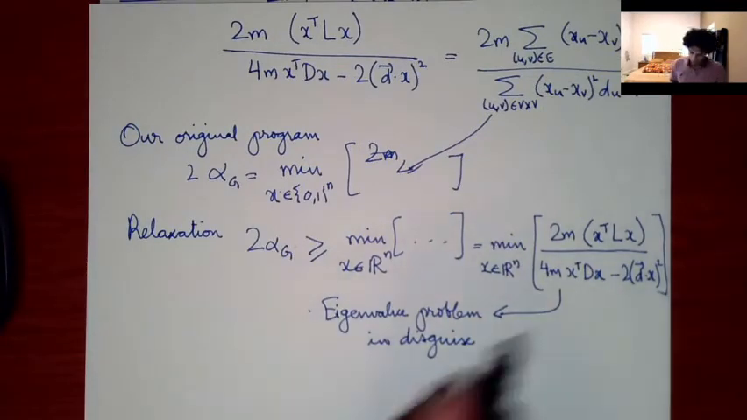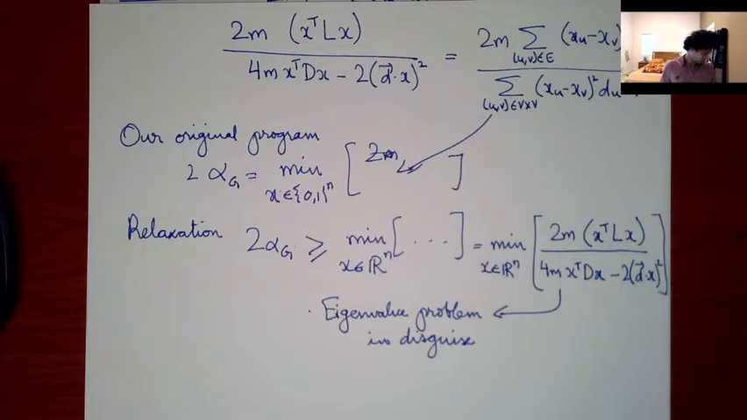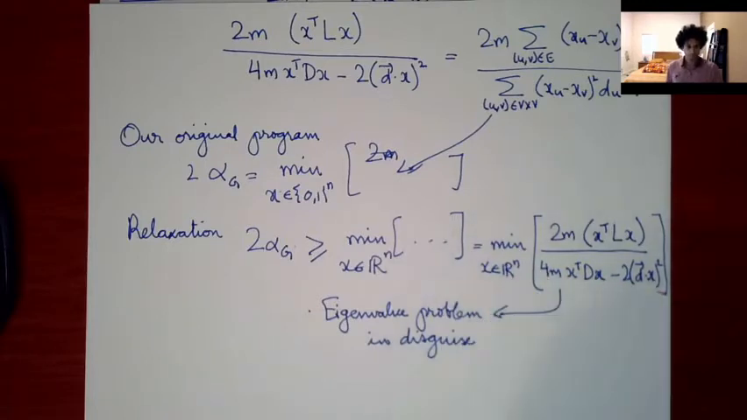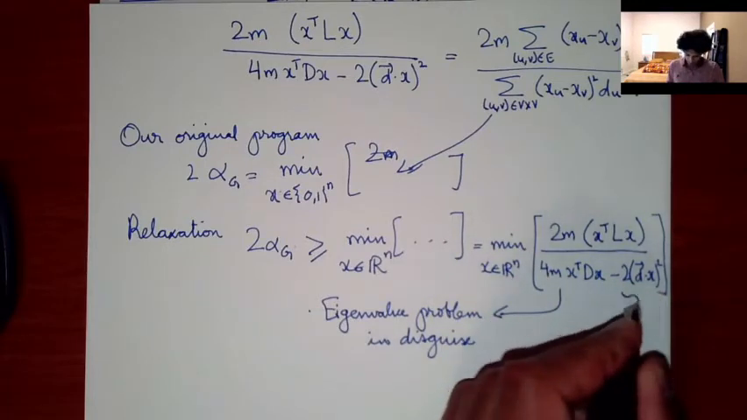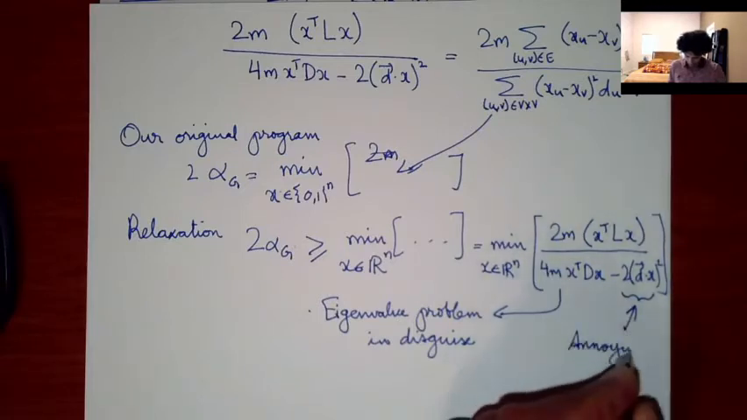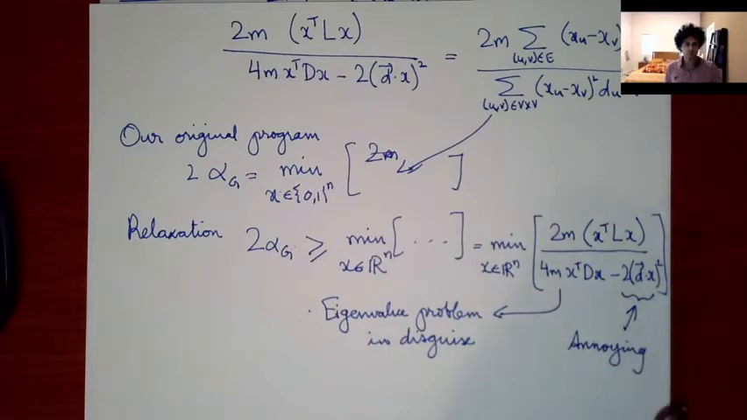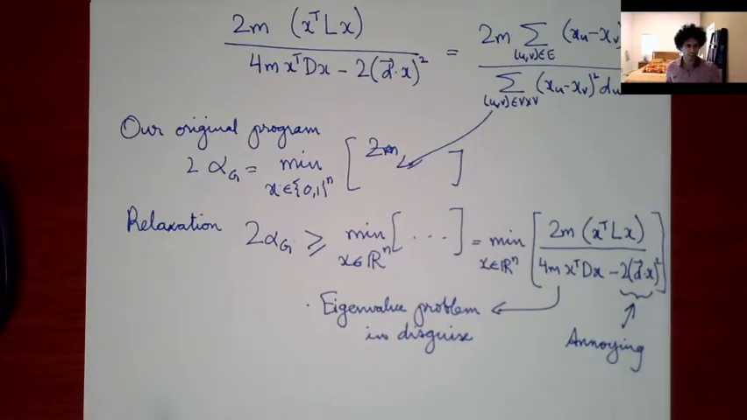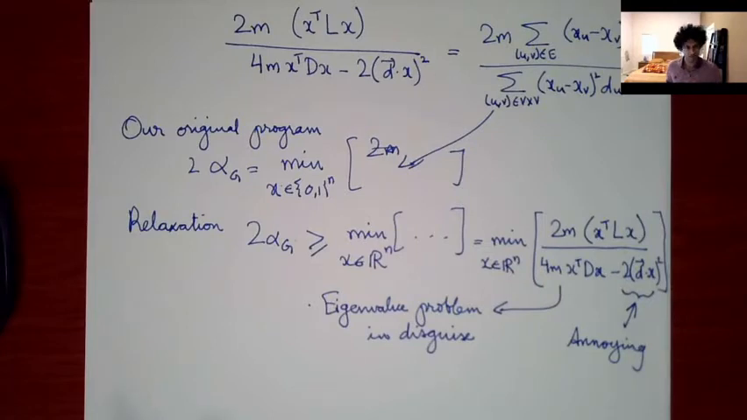Okay, so let's continue. Now let's see why this is an eigenvalue problem. Okay, let's dig into that. So we want to solve this minimum over here. Now, this term is annoying. This term is really annoying. It would be nice if we could get rid of it. And what we'll do is we'll actually just go ahead and get rid of it.